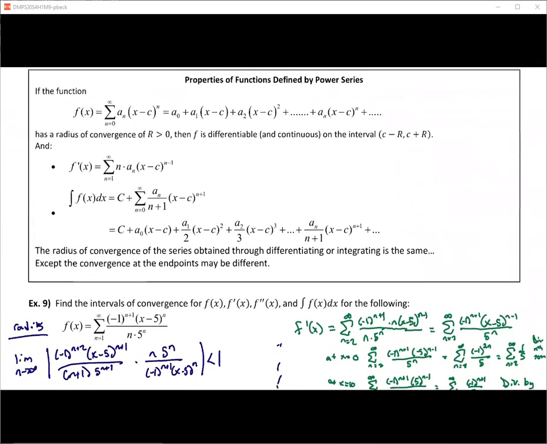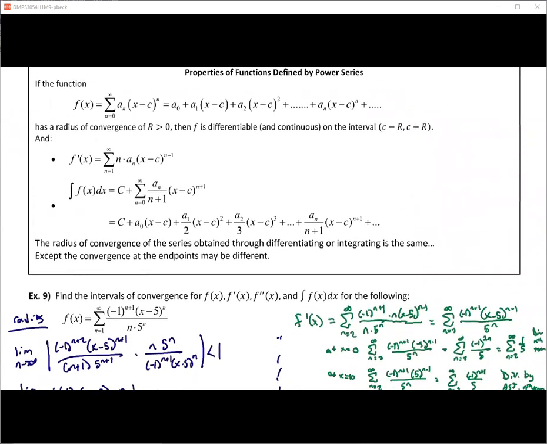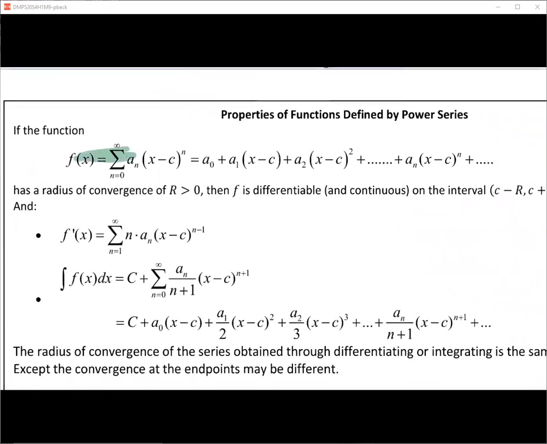Anyway, some properties of the power series. So what we could do with the power series, remember we said the function is equivalent to the series along the radius of convergence. So along the radius of convergence.